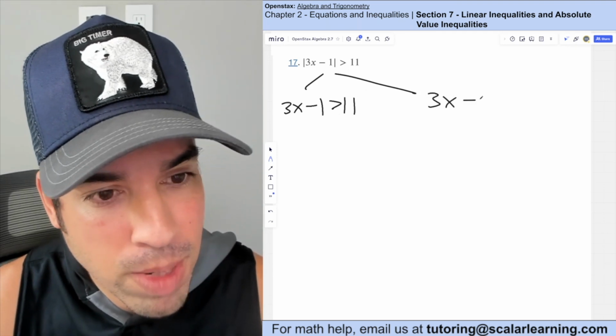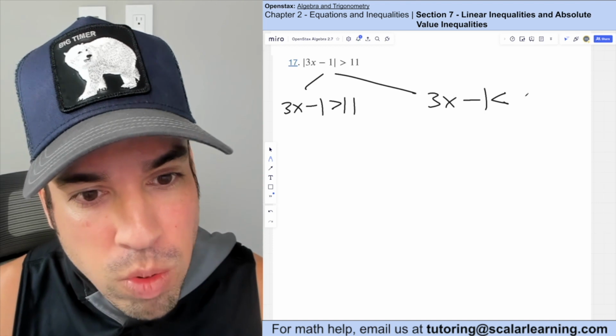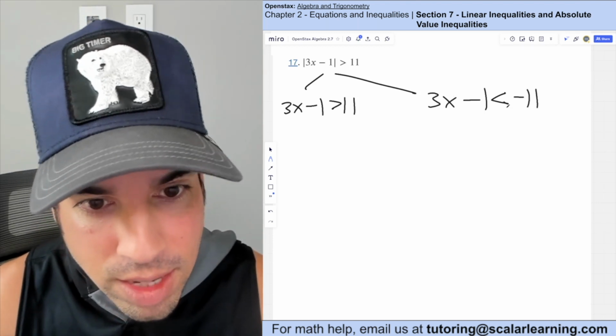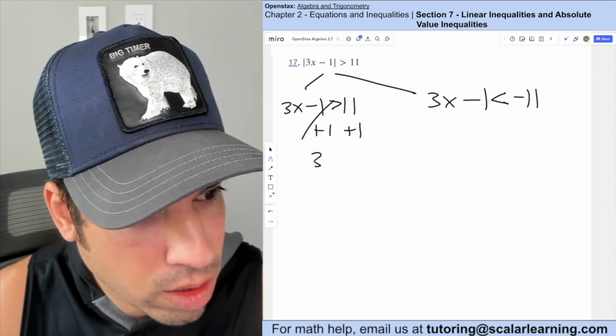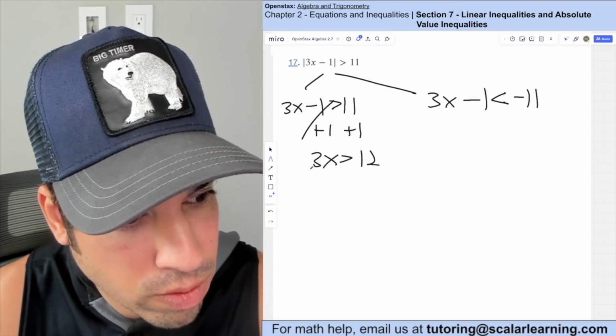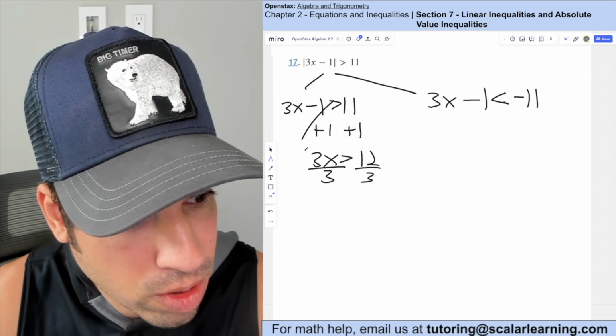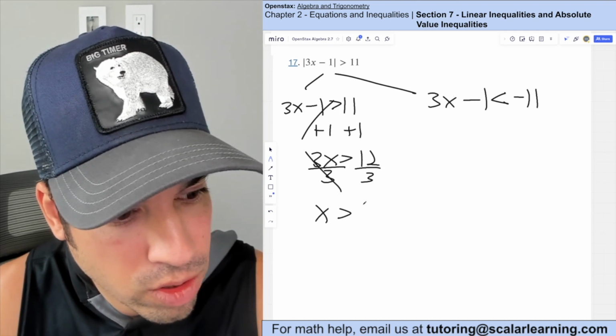And then I got 3x minus 1. We flip the inequality and we negate the other side: less than negative 11. Here I'm going to add 1 to both sides, and we got 3x is greater than 12. Divide by 3, and x is greater than 4.